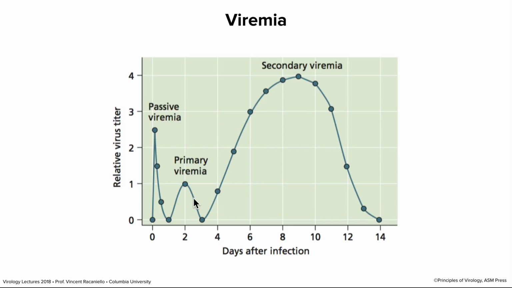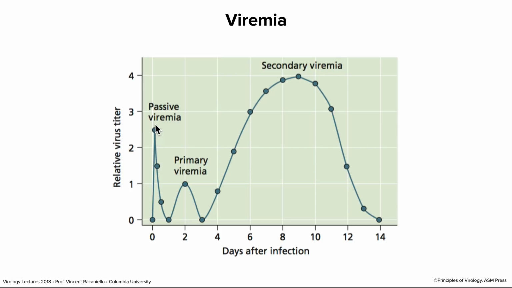And here's a chart that shows an experimental infection of mice, and I'll use it to illustrate the different kinds of viremia there are in a host. In this experiment, a mouse was inoculated intravenously in the tail vein with a certain amount of virus. Then at different times after infection, samples of the blood were taken from the mouse and virus titer was determined. That's shown on the y-axis.